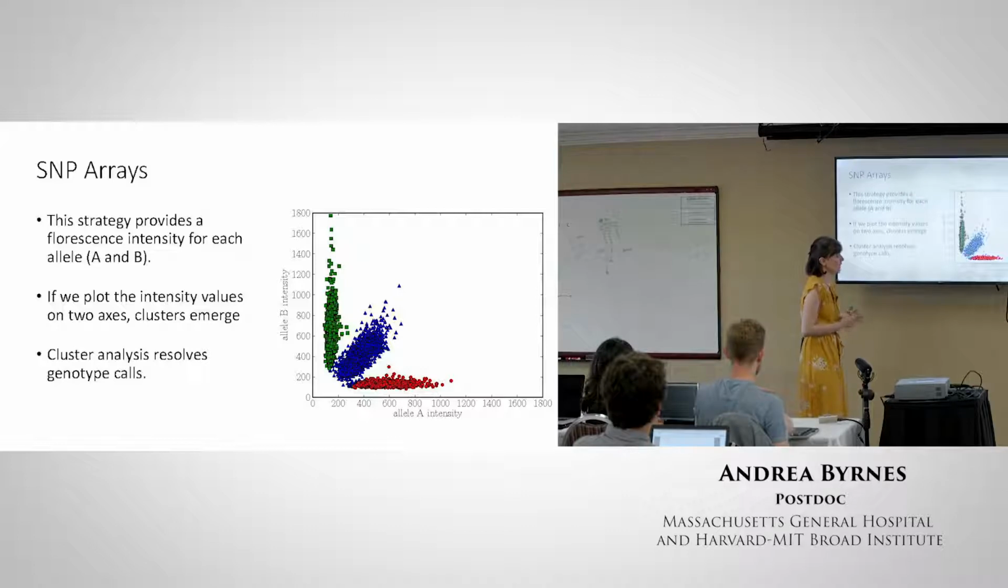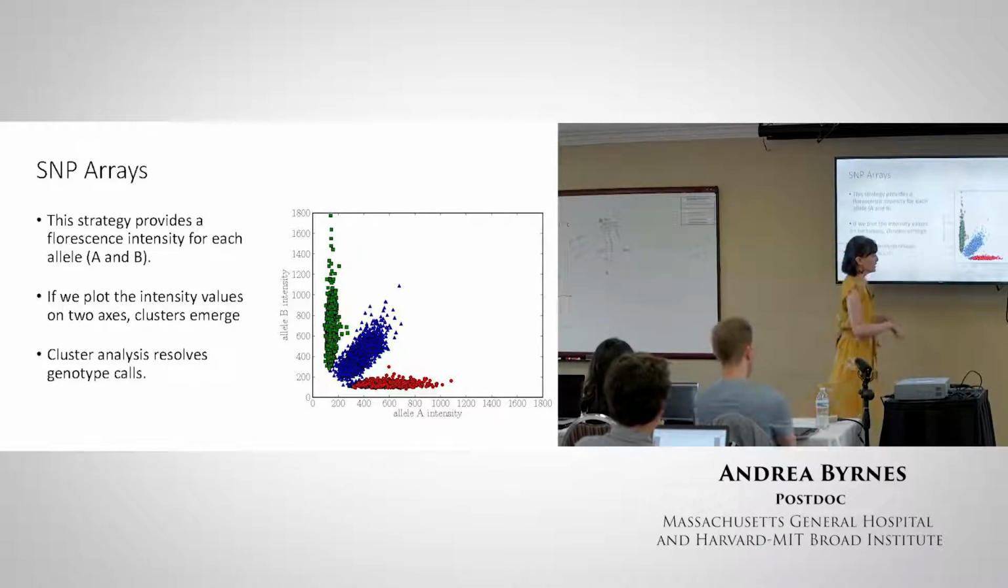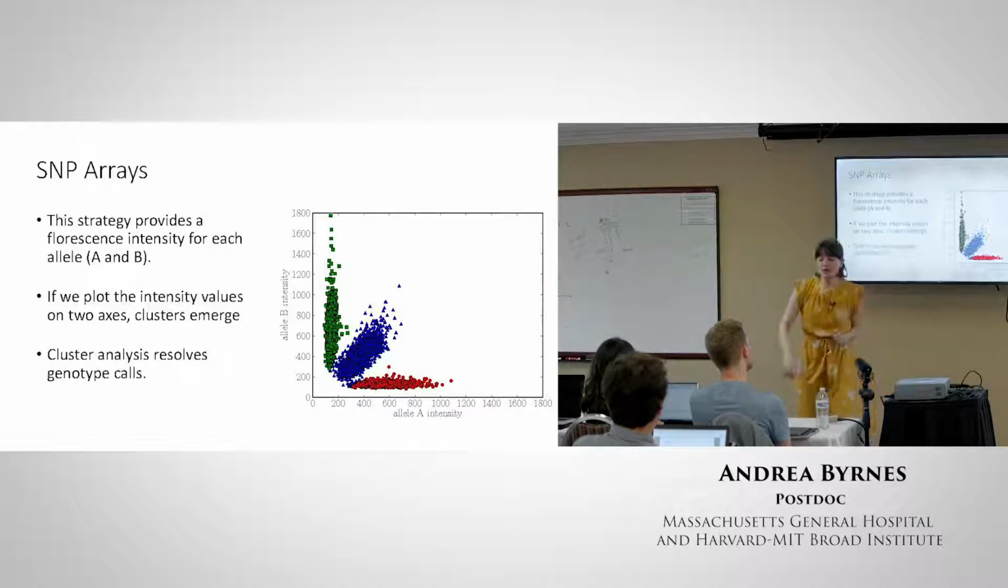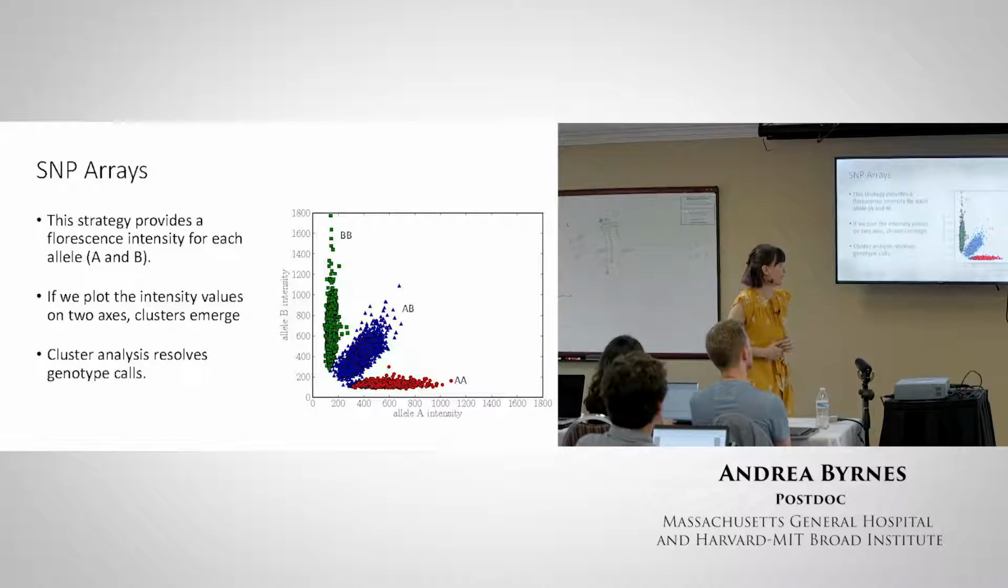So from this, we have to call genotypes. The idea is that you want this one cluster to be almost no B allele intensity and all A allele intensity, something in the middle for the heterozygotes, and something the other way around for the homozygotes of the B allele. This is sort of how genotype calling is done. Identifying these clusters and drawing nice lines in here is its own area of research, and lots of folks have worked on this problem.